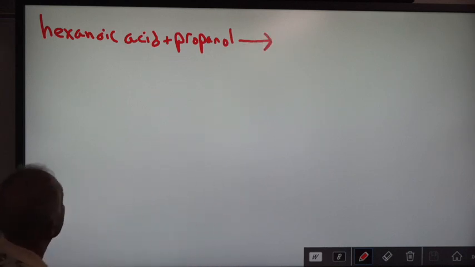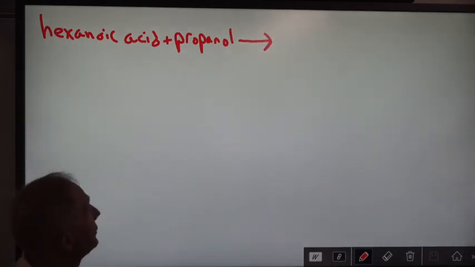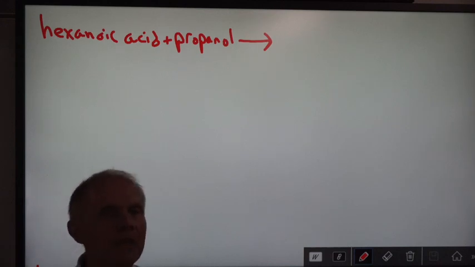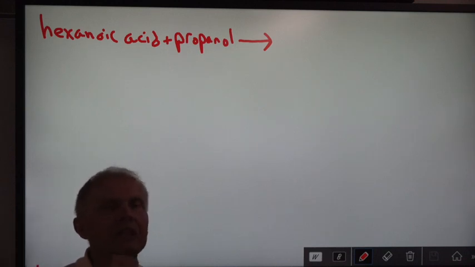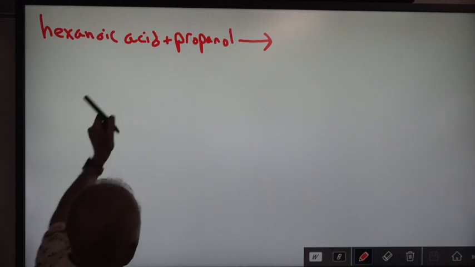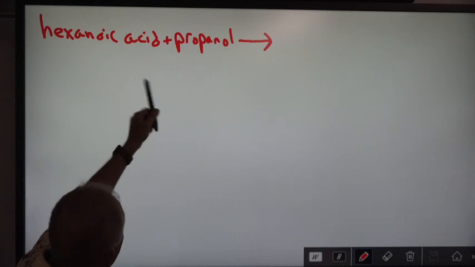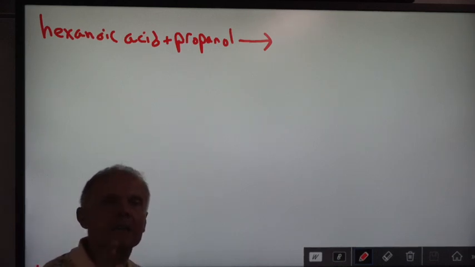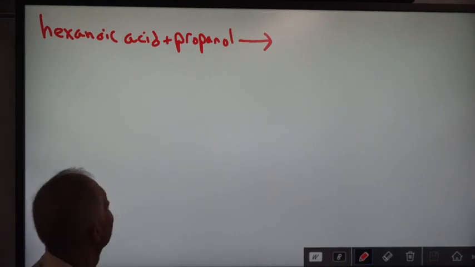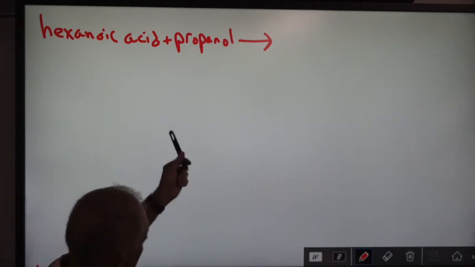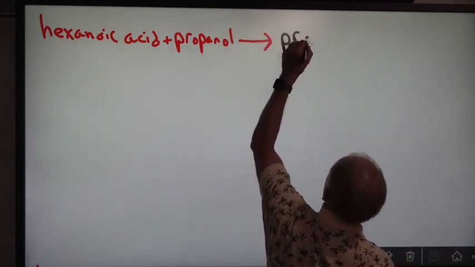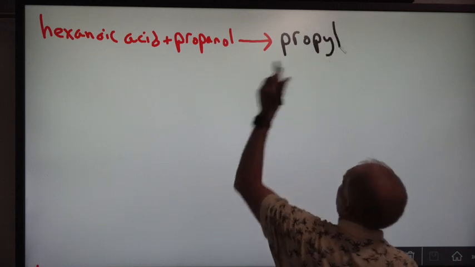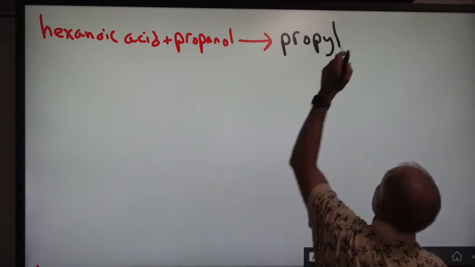All right, it's going to be a big one. Hexanoic acid plus propanol. Now don't forget, when you put these 2 together, you have to have some acid that sucks the water out. So how would you name hexanoic acid plus propanol? Don't forget, take the alcohol, chop it, and then for the acid, put "oate" at the end. So we have propyl hexanoate.